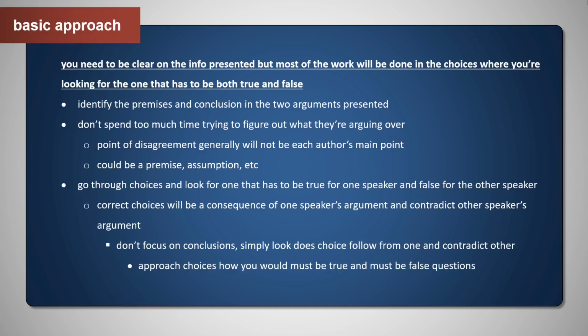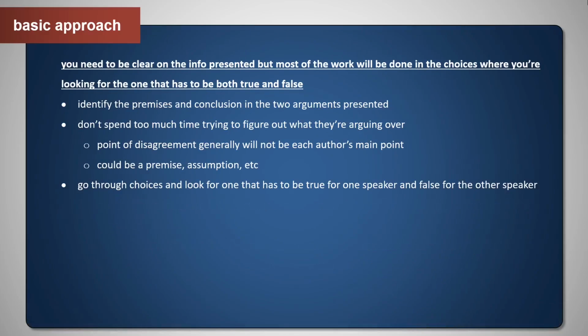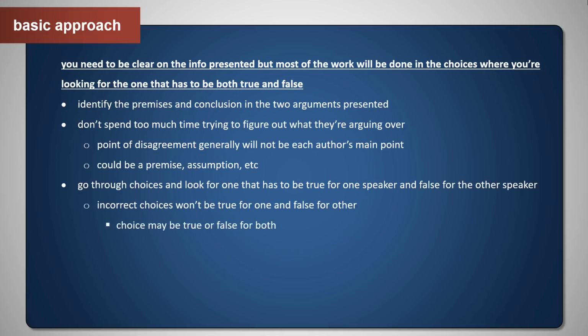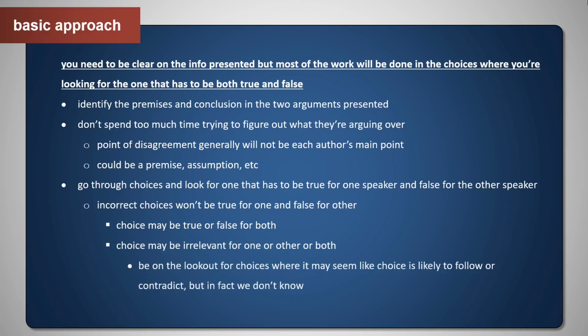Approach the choices how you would the must be true and the must be false questions. So you're looking for one. The correct choice is going to have to be true for one speaker and have to be false for the other. Now, the incorrect choices won't be true for one and false for the other. So it may be true or false for both of them, or it may be irrelevant for one of them or for the other or for both. So you want to be on the lookout for choices where it may seem like the choice is likely to follow or contradict, but in fact we don't know. It'll be irrelevant. There'll be some sort of subtle difference from what they're saying up in the arguments. And once again, you want to evaluate the choice the same way as in the must be true and must be false questions.